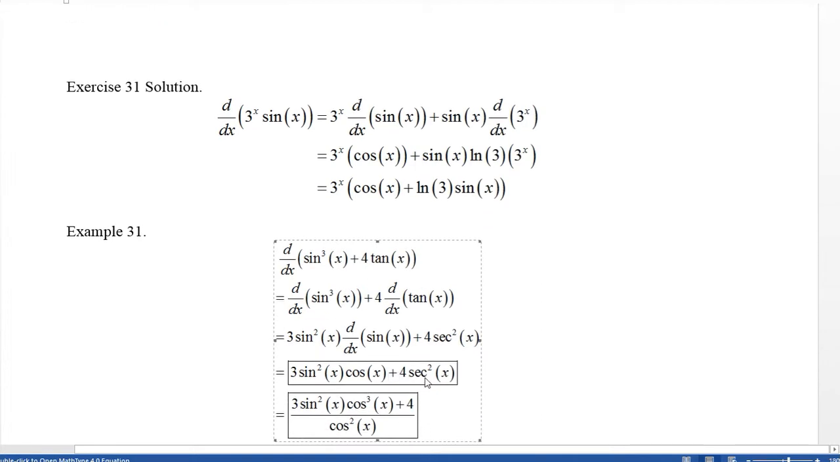If you switched it all to sines and cosines, and then get a common denominator by multiplying the first part by cosine square of x over cosine square of x, you could write it as 3 sine square of x times cosine cube of x plus 4 over cosine square of x. Either one of those are legitimate ways to write it.